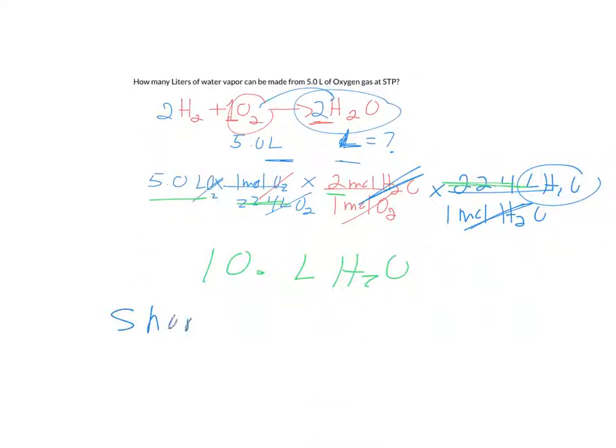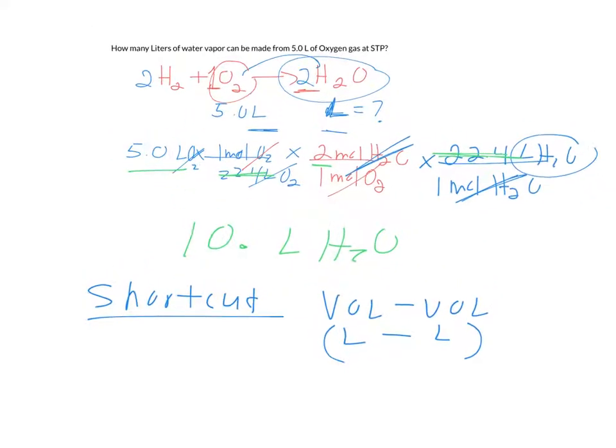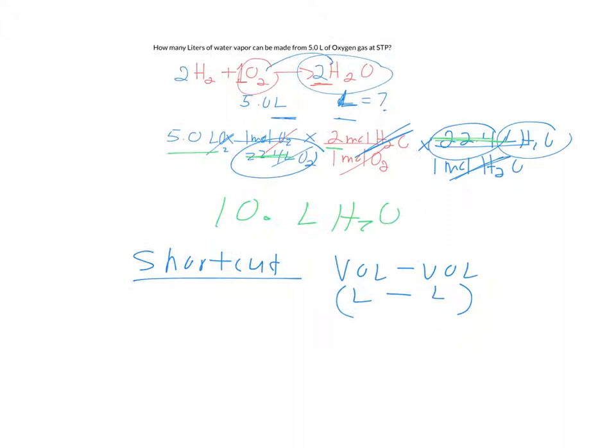The shortcut is when you have a volume to volume problem, meaning liters to liters, then that is the only kind of stoichiometric problem that has a possible shortcut because of the 22.4s being on the numerator and the denominator part of the fractions and canceling out.